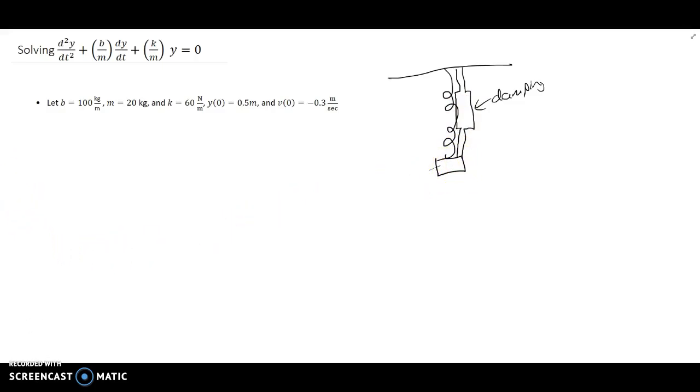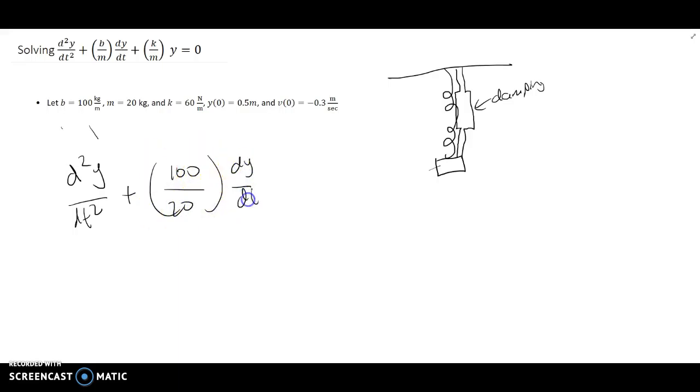Okay, so we set up our system, and in this case, our system is the second derivative, and we've learned that to derive this, we end up with this equation up here, which we've done. B over m, well, B is 100 and m is 20. We'll go ahead and substitute those values in. And then we also have that K is 60, so we have a ratio of 60 over 20.